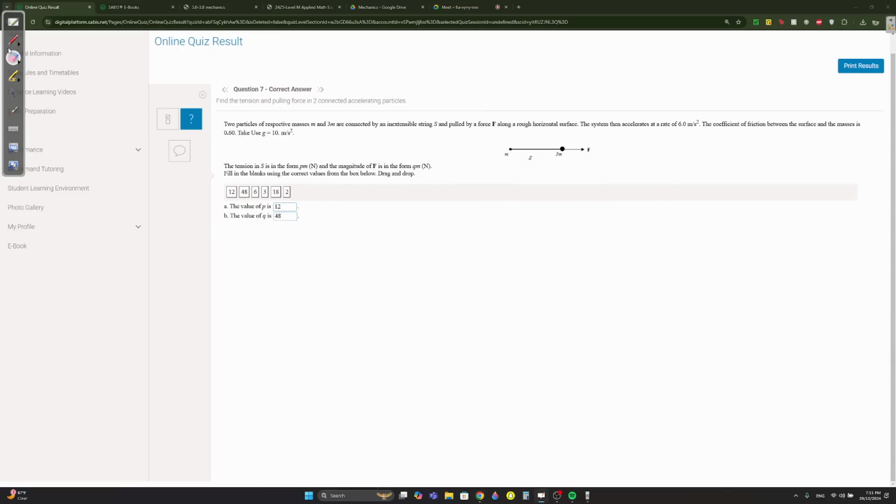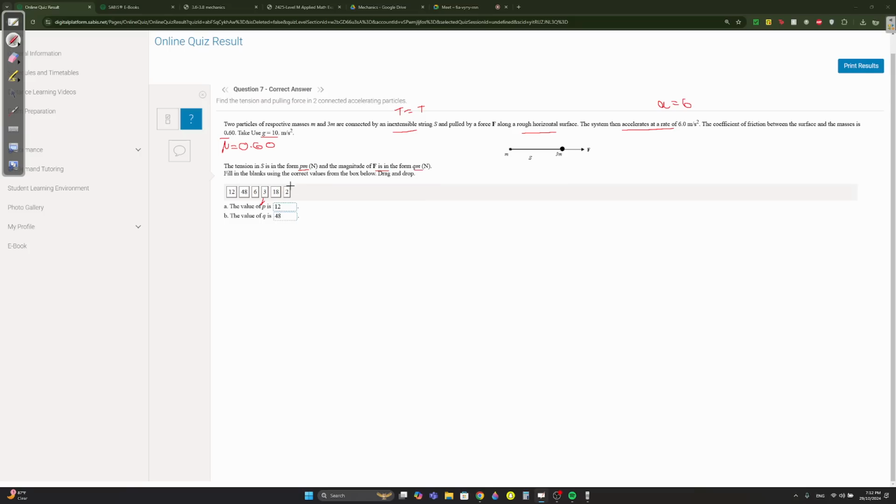Question 7. Two particles of respective masses m and 3m are connected by an inextensible string S. So that means the tensions are equal. Inextensible means the left is equal to the right. Pulled by a force F along a rough horizontal surface, the system accelerates at 6. The coefficient of friction is 0.6. So mu is 0.6. Use g equals 10. The tension in S is Pm, and the magnitude of the force is Qm.